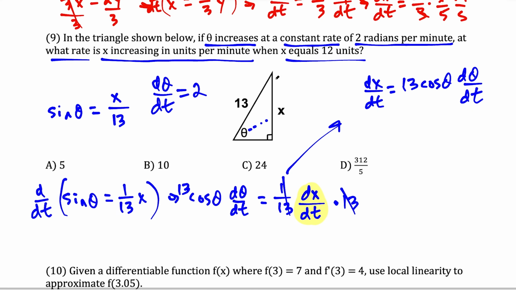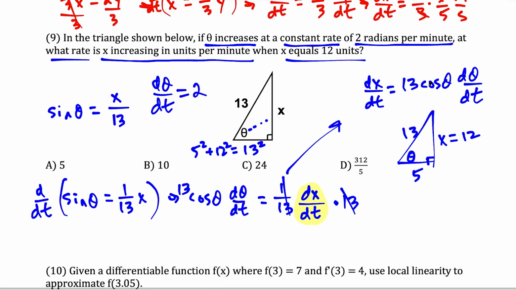So now we have to think of the rest of the givens here. They're telling us to find all of this at the moment when x equals 12 units. So if we look at this right triangle here, now I'm going to plug in x equals 12. So we have x equals 12, the hypotenuse is 13, and this is one of our Pythagorean triples. We should know here that the missing side is 5. And if you needed to check, you could just do 5 squared plus 12 squared, and I promise that it's equal to 13 squared. So theta is over here.